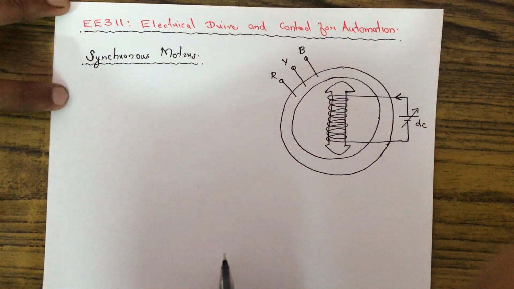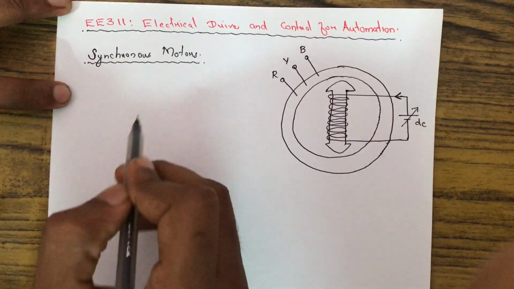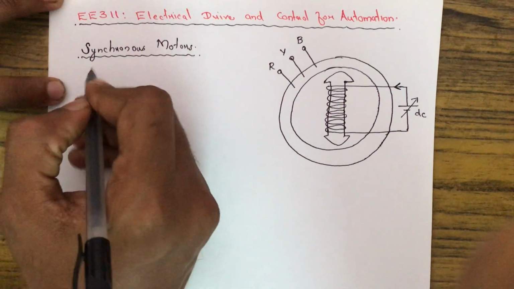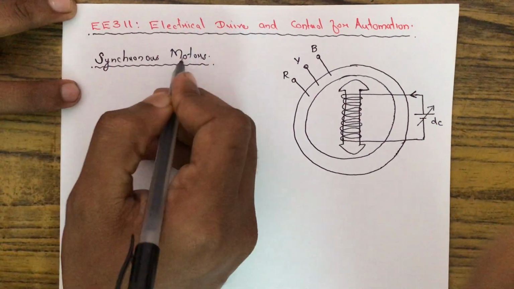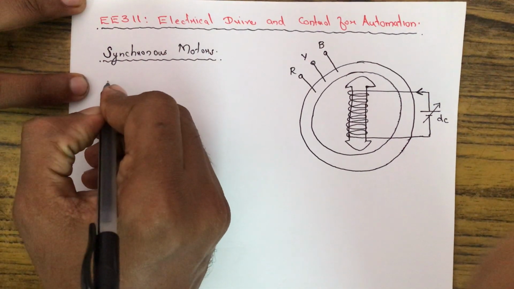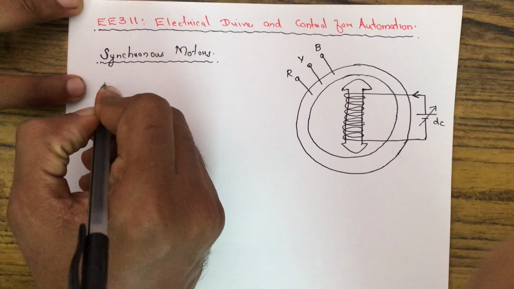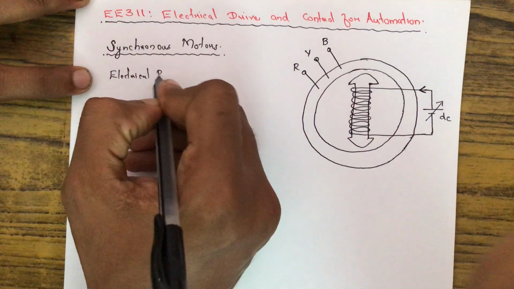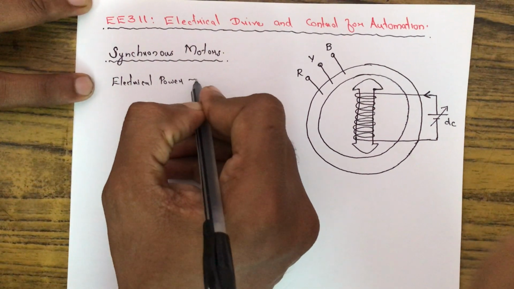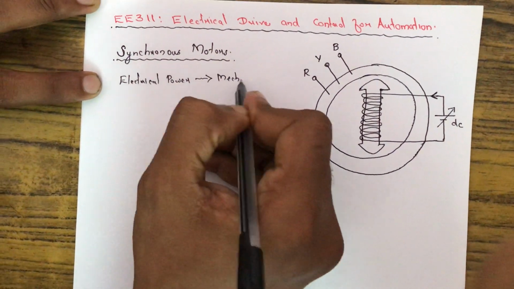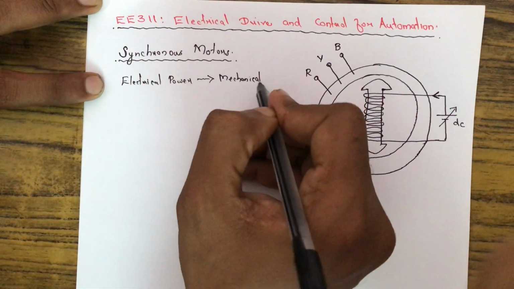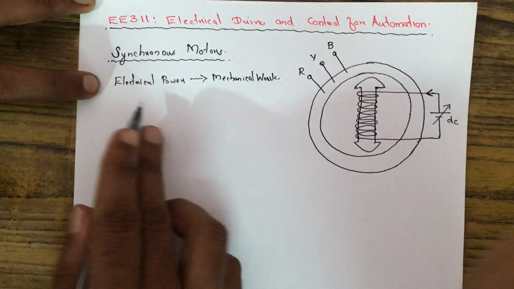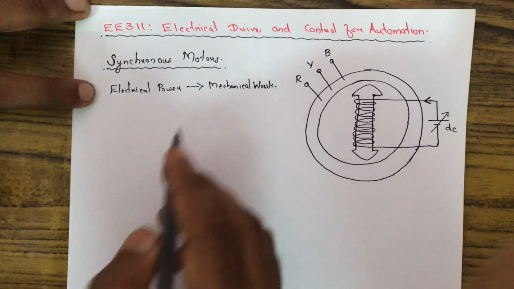So in this video let us see the topic synchronous motors. Okay, so what do you mean by a motor? A motor is an electrical machine which converts electrical power to mechanical work. Okay, so a motor is a machine which converts AC power to mechanical work.